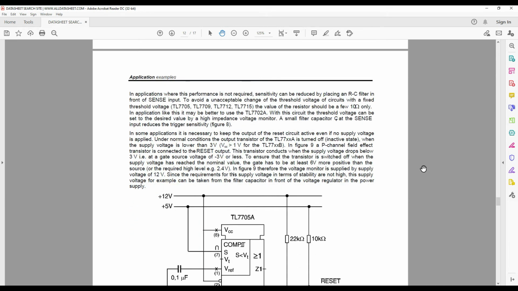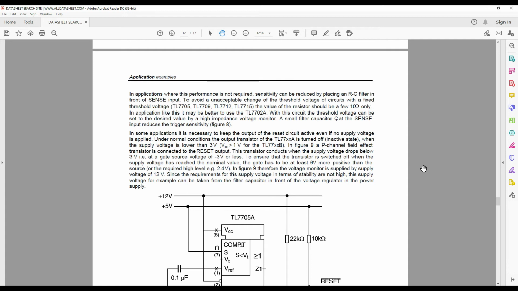In applications where this performance is not required, sensitivity can be reduced by placing an RC filter in front of the sense input. To avoid unacceptable change of the threshold voltage of circuits with a fixed threshold voltage, the value of the resistor should only be a few 10 ohms.